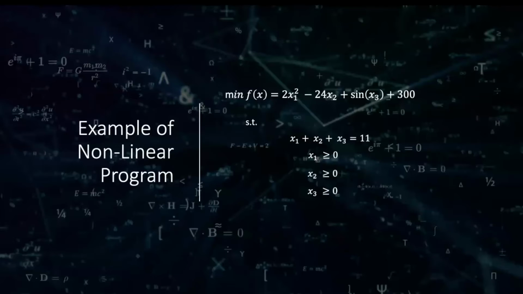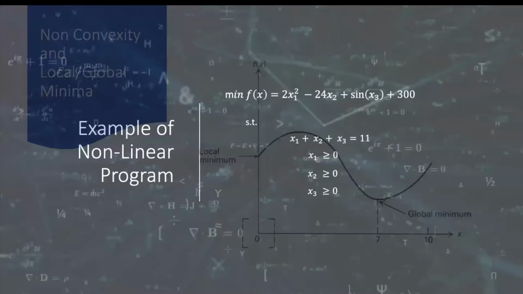So for an example of a nonlinear program, we have an objective function which contains variables in nonlinear fashion. We need to minimize 2x1 squared minus 24x2 plus sine of x3 plus 300 such that x1 plus x2 plus x3 equals 11 and all x1, x2, x3 are greater than 0.